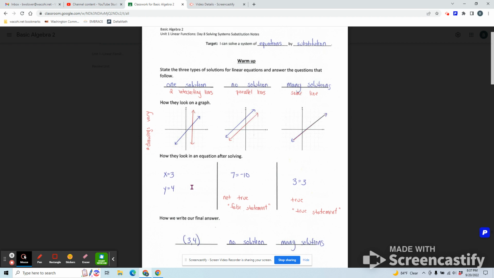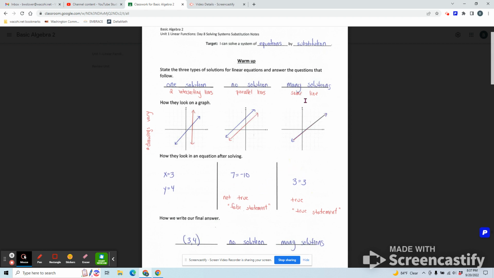Once we solve, how is it going to look? If I have one solution, after I solve my system I could get something that says x equals 3 or y equals 4. If I'm solving a system and I end up with no solution, that would look like 7 equals negative 10. And you're thinking, well, that's not a true statement. Yeah, I agree, that's a false statement.